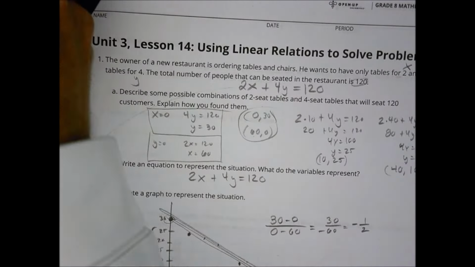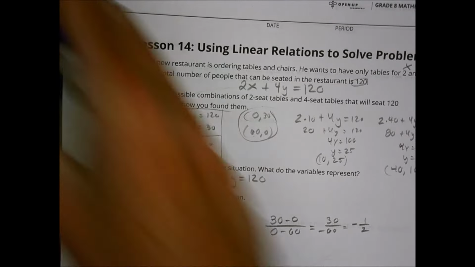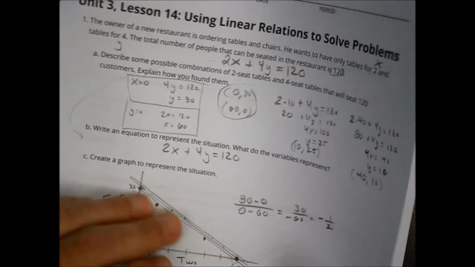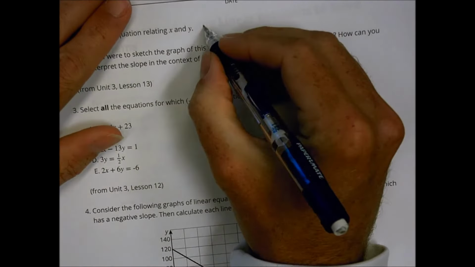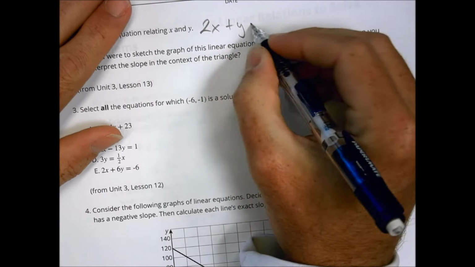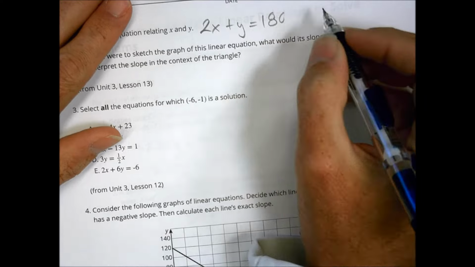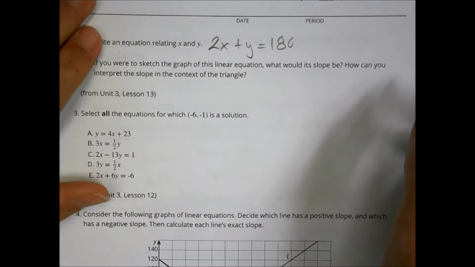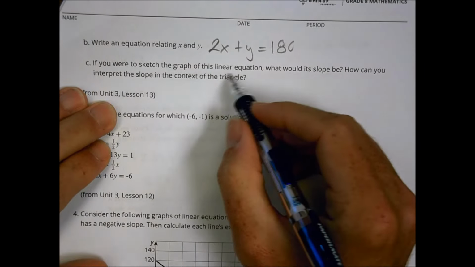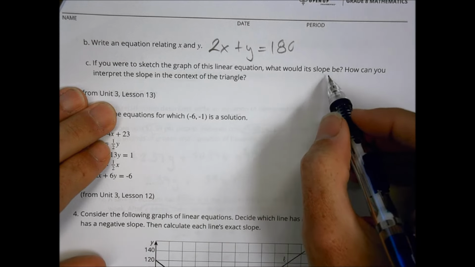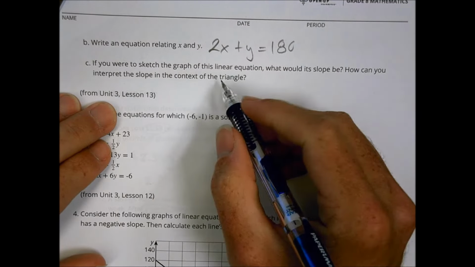Now let's take a look at our last page here. Write an equation, which we already did. We said it was 2x plus y equals 180. Makes the most sense there. If you were to sketch the graph of this linear equation, what would its slope be? How can you interpret the slope in the context of a triangle?